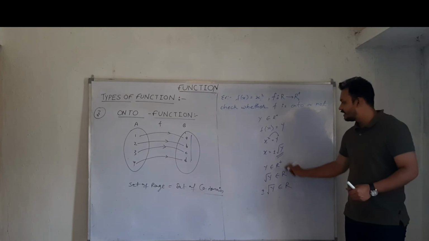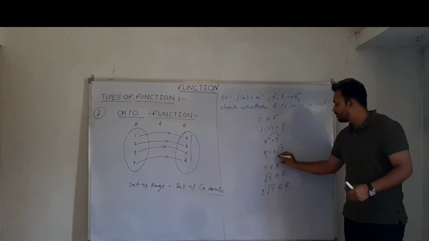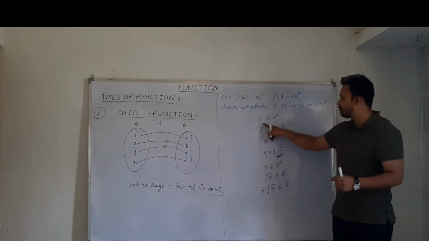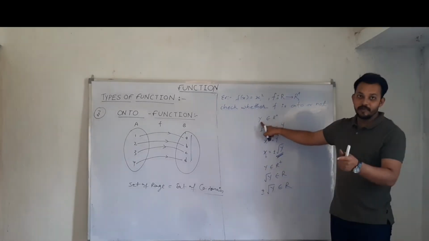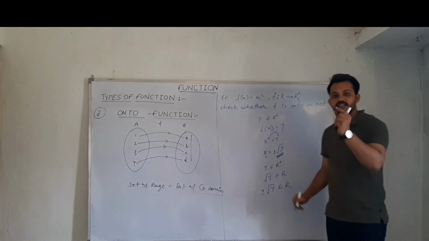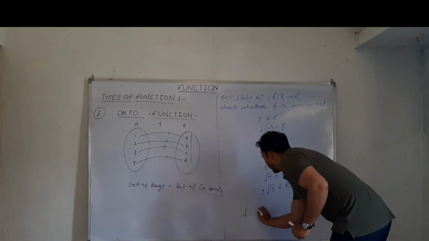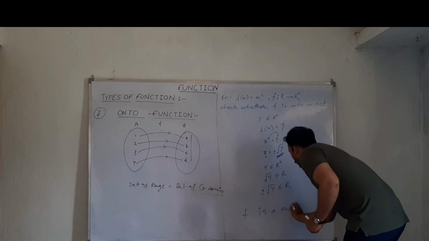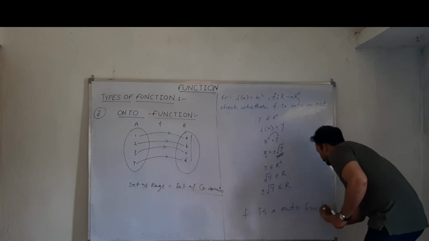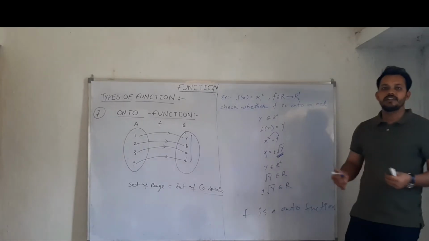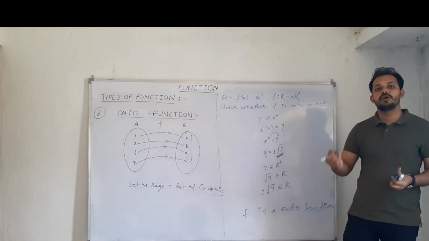Hence we can say that x is defined because this value is defined. If x is defined for every value of y, that means this function is an onto function. Hence we can write f is an onto function. This is the working rule to check whether a function is onto or not.